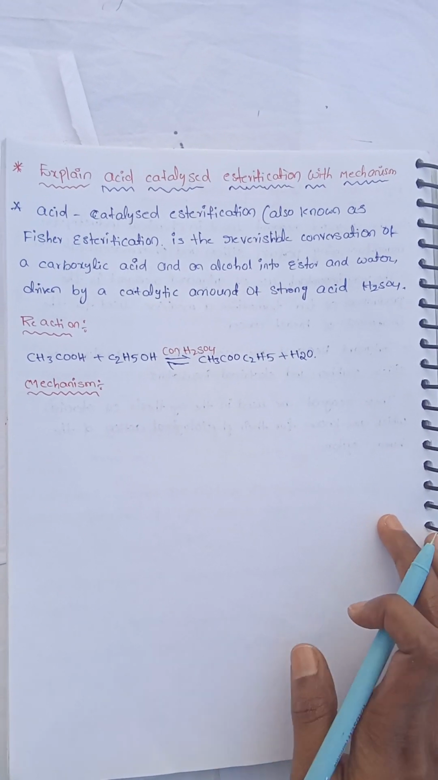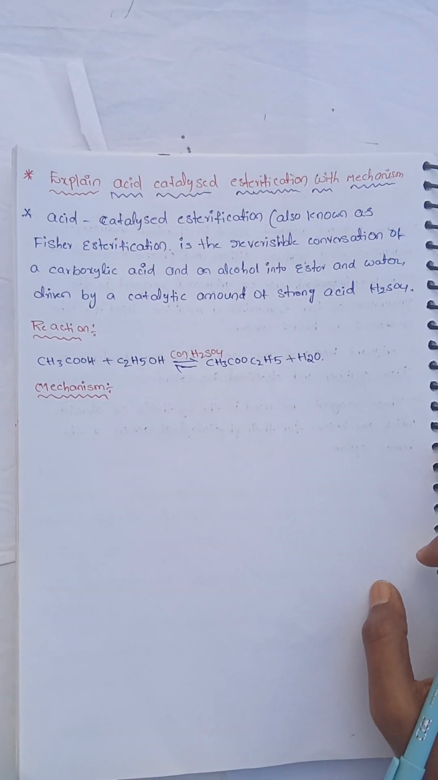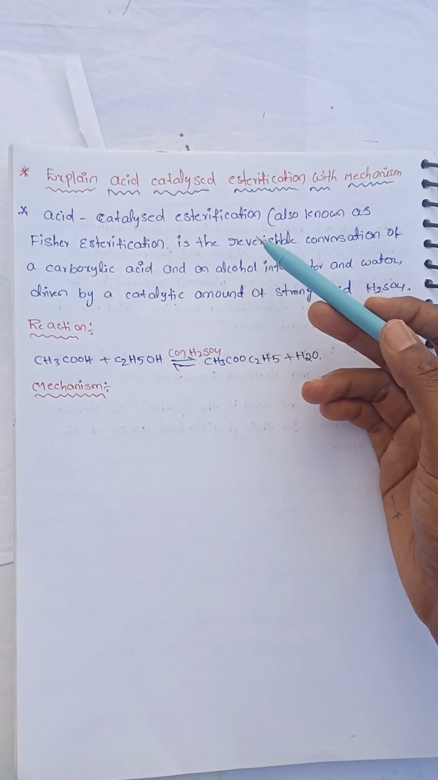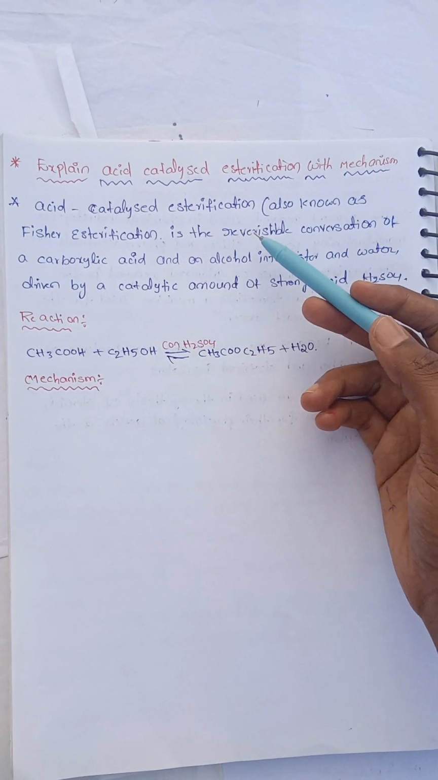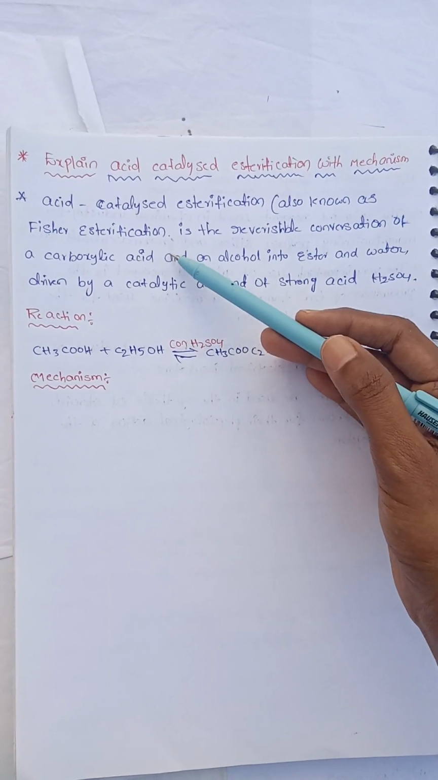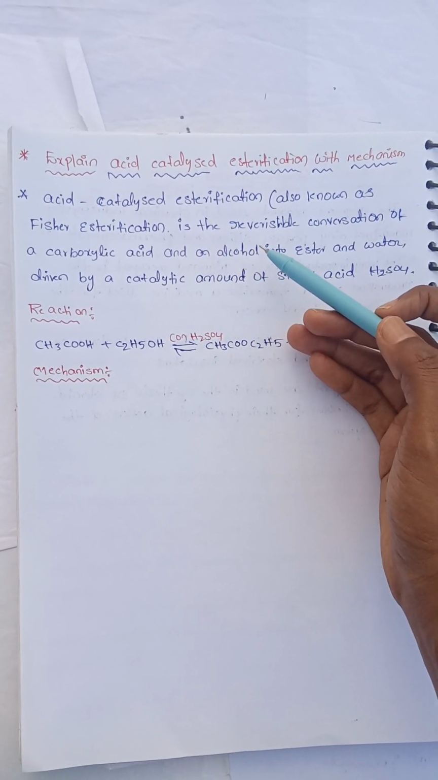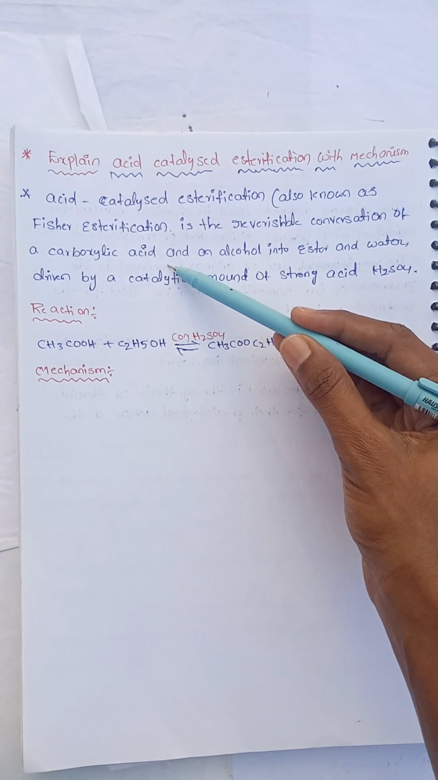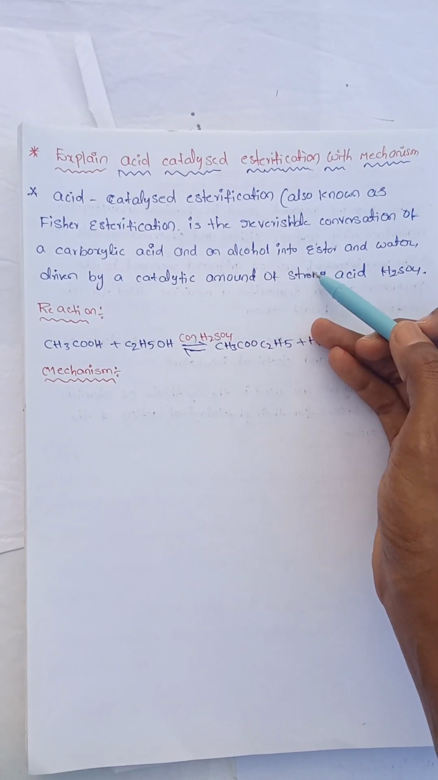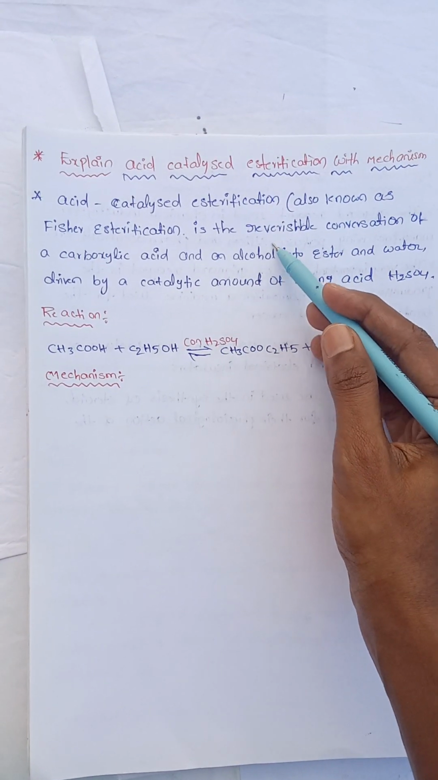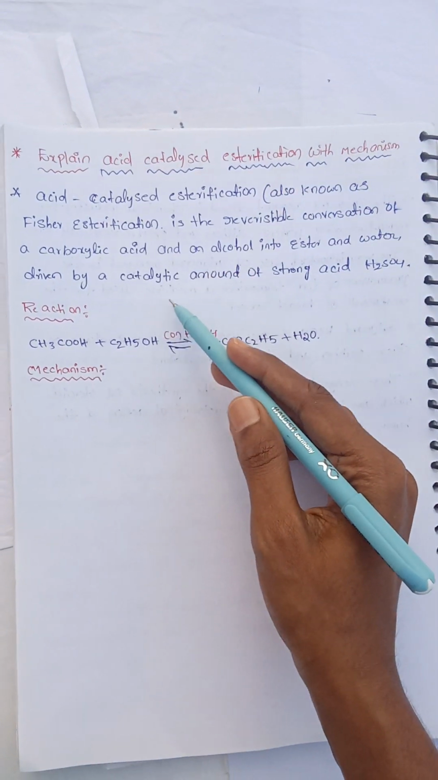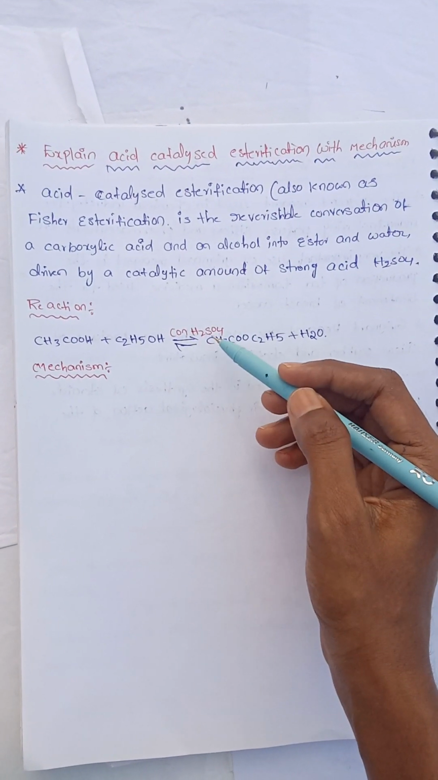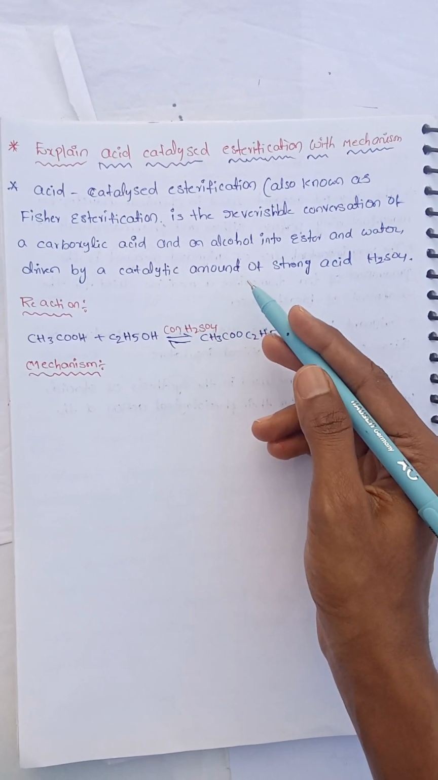So coming to acid catalyzed esterification. This is the definition. Acid catalyzed esterification, also known as Fischer esterification, is the reversible conversion of a carboxylic acid and an alcohol into ester and water. So this is the reversible reaction, driven by a catalytic amount of strong acid, H2SO4.